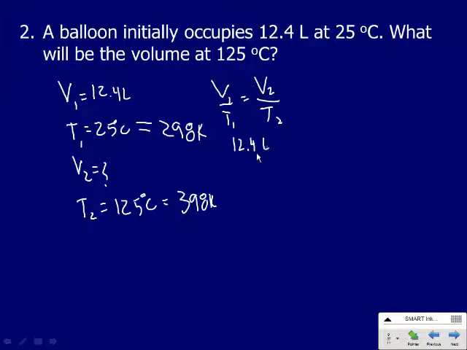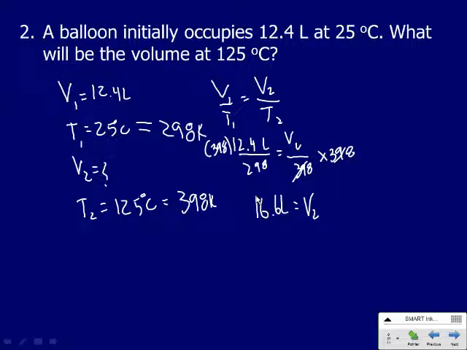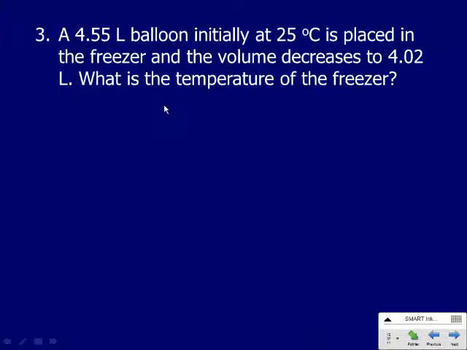12.4 liters, 298, V2, 398. Times 398 to bring it to the other side, times 398. What do I have for V2? Yep. 16.6 liters. Okay? Let's look at this one.